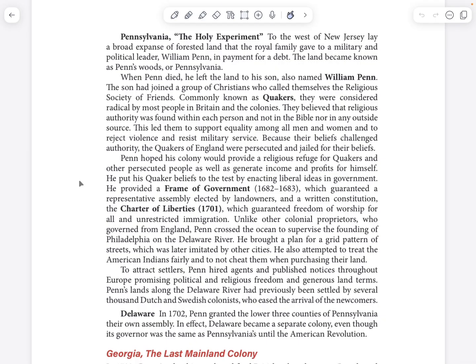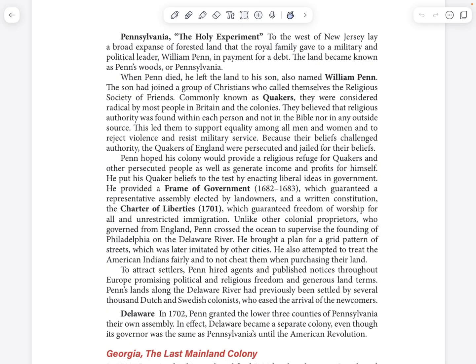Pennsylvania, the Holy Experiment. To the west of New Jersey lay a broad expanse of forested land that the royal family gave to a military and political leader, William Penn, in payment for a debt. The land became known as Penn's Woods, or Pennsylvania.